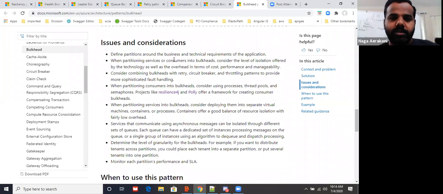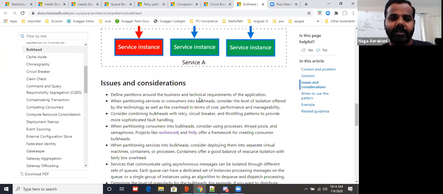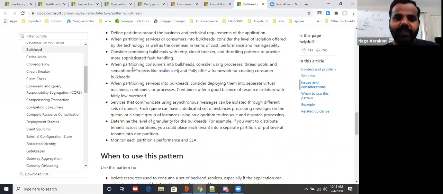So some of the considerations: you need to define these partitions considering your business and technical requirements. You need to consider the isolation, the underlying cost, performance, and how you want to manage these resources. Often this pattern is combined with retry, circuit breaker, and throttling patterns, which is rate limiting. Again, when partitioning the consumers into bulkheads, you can consider using process thread pools or semaphores to manage those shared overhead.